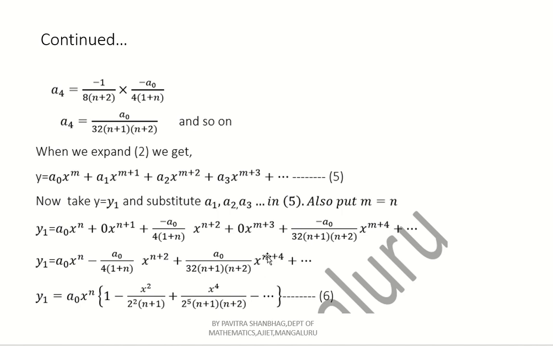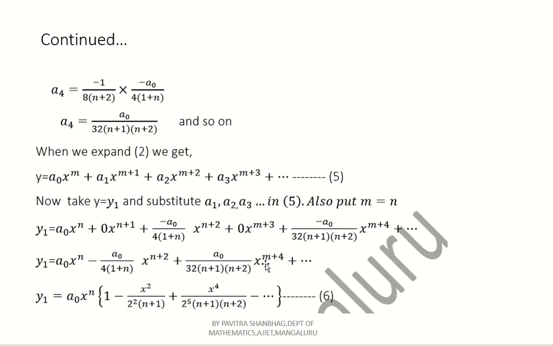x power n, it should be n. So x power n into x power 4. What is common? a naught x power n is common. What remains here? 1 remains. Since we have already taken a naught and x power n outside, the remaining is x square divided by 4 into 1 plus n.